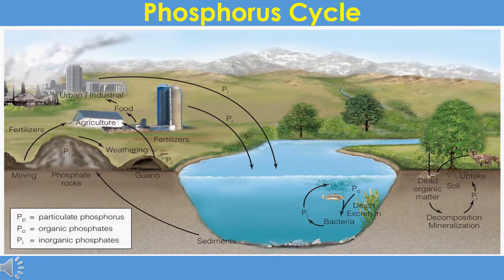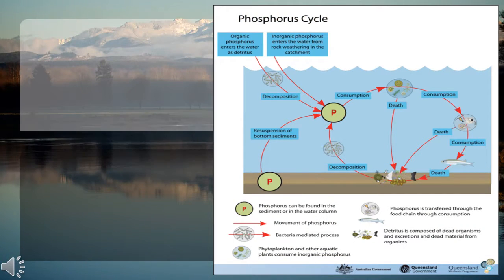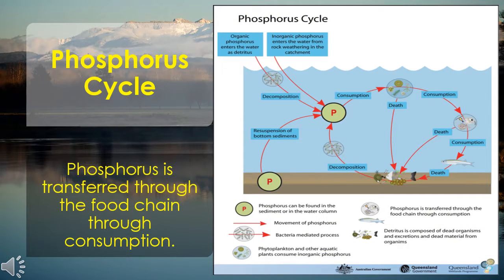This is a diagram on the phosphorus cycle in water bodies, and it shows the inputs, outputs, and cycling mechanisms that were previously discussed on the last slide. This is a diagram of the phosphorus cycle in water bodies. You can see the inputs of detritus, weathering, and resuspension of sediments, and the cycling mechanisms of consumption and decomposition.